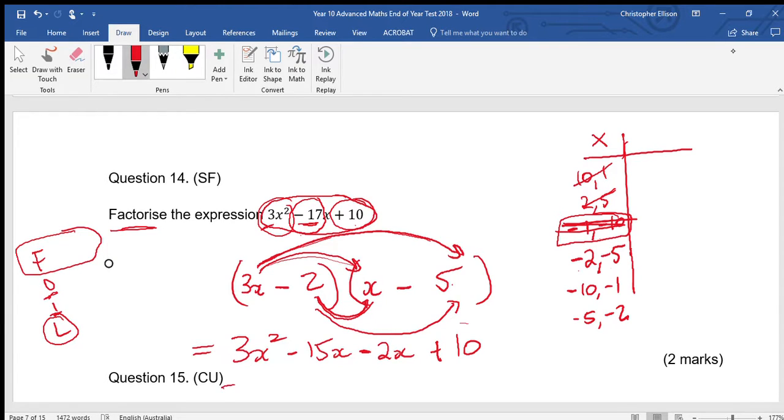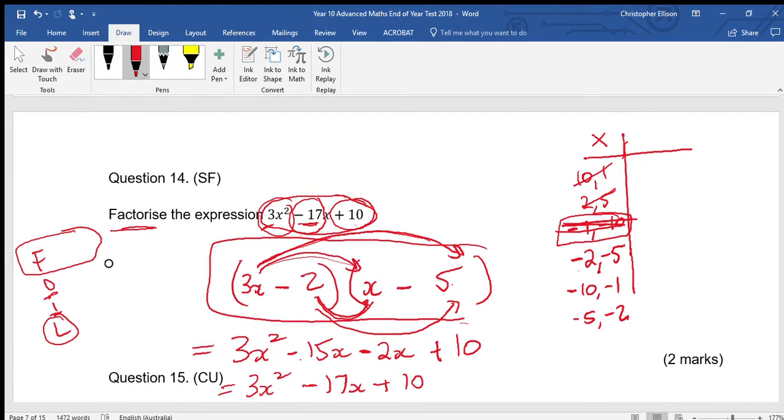Now when we simplify that one, we still get 3x squared here, and then for this middle value, negative 15 minus 2 is negative 17x. So we have worked out the correct answer, which is this one here. We won't bother trying these other ones because we have already got a correct answer. Okay, so the best way to check is by expanding and then simplifying to see that you do get the same answer that you had originally.